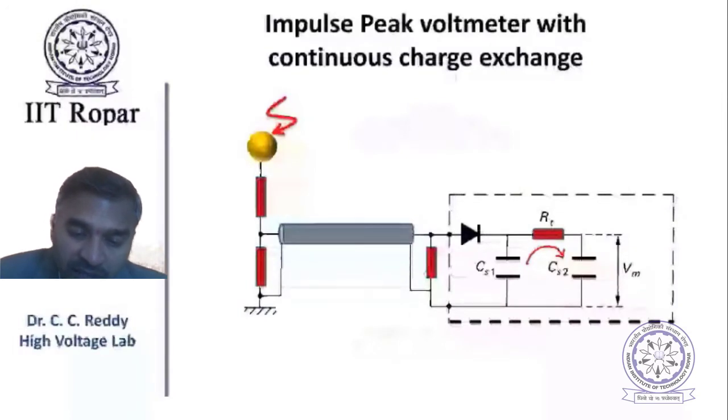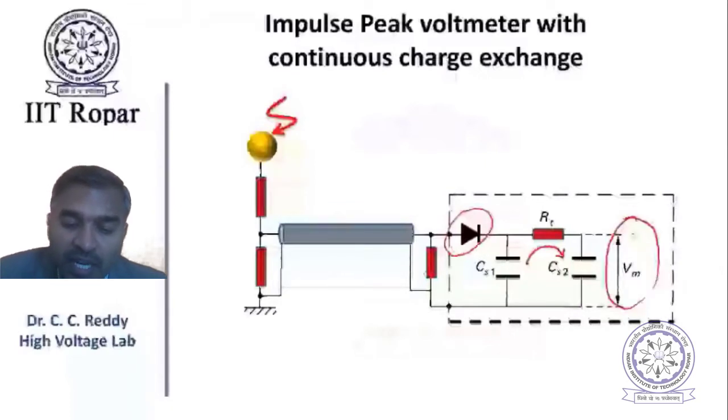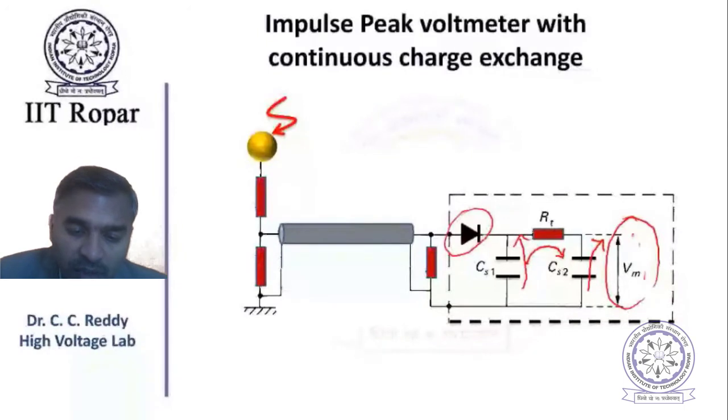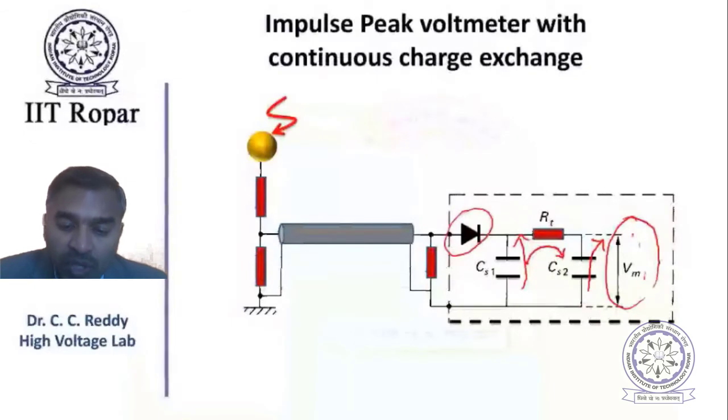Actually, the diode reverse resistance will also come into the picture, and if the measuring instrument has a certain input impedance, that also will come into the picture. Both CS1 and CS2 will discharge through either the diode reverse resistance or the input impedance of the measuring instrument. But both of them will be discharging simultaneously, so they can be considered as parallel.